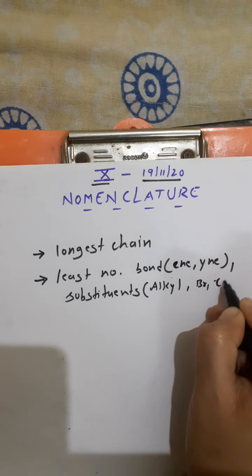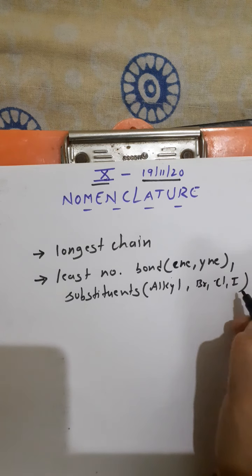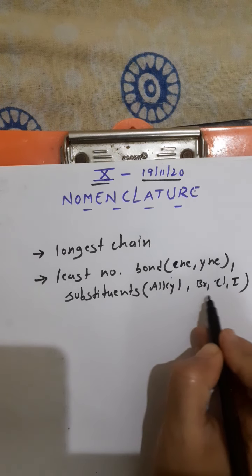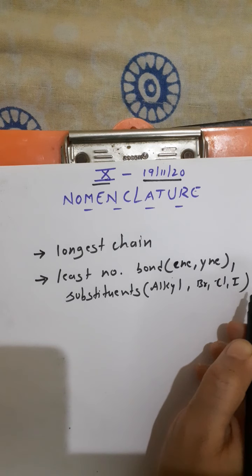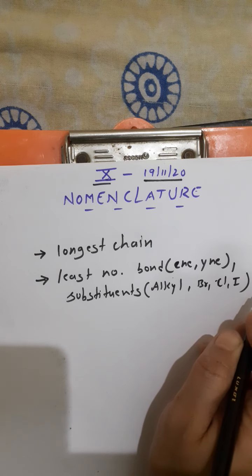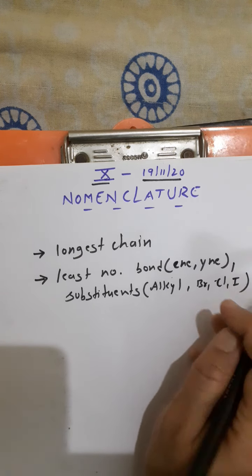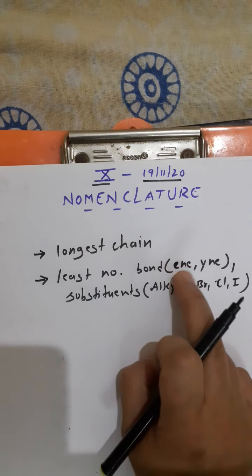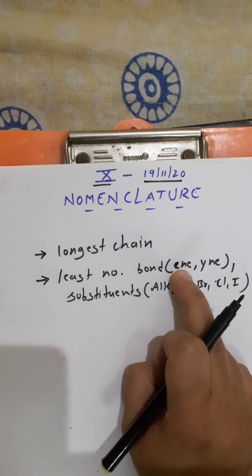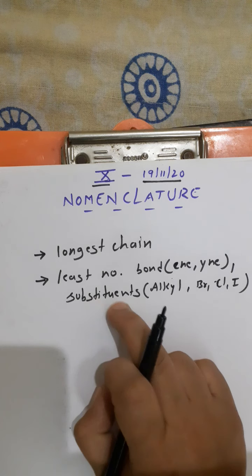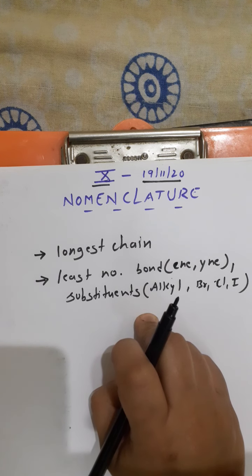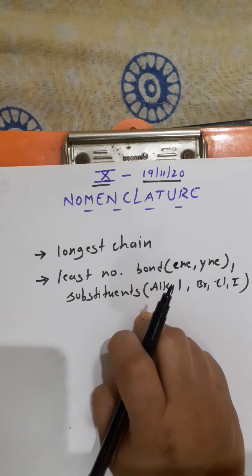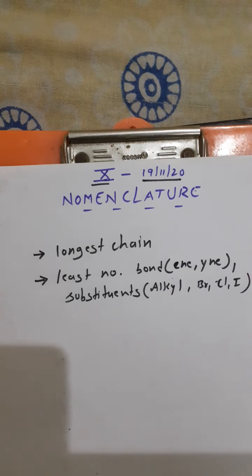So it can be an alkyl group, or it can be any of the halogen compounds, like bromo, chloro, iodo. These are substituents. You also have some more, like nitro, but we will not discuss about that right now. We'll just learn the basics. So the least numbering should be given either to the bond existing or to the substituents which are present. Okay children, let us better understand this by taking certain examples.